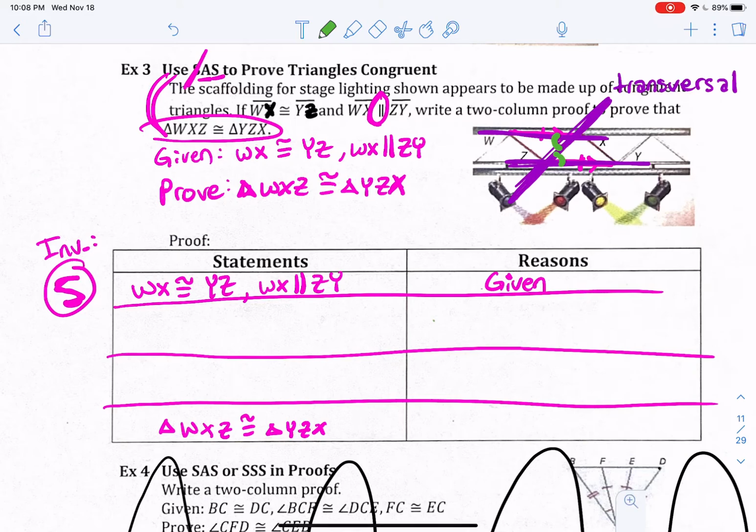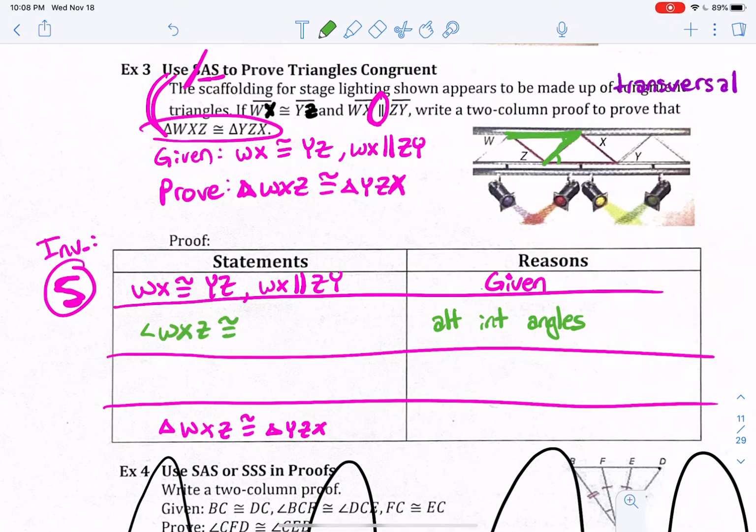Okay, so I'm going to say by alternate interior angles, okay, we know that, I've got to get rid of all my stuff so I can see. It was this angle right here and this angle right here. The top angle is angle WXZ. WXZ is congruent. The bottom angle is YZX.